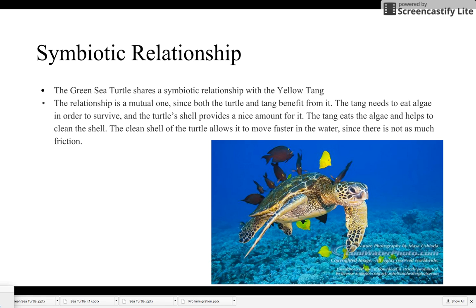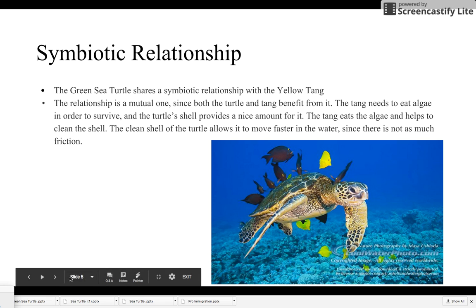The tang needs to eat algae in order to survive, and the turtle's shell provides a good amount of algae for it. So the tang will eat the algae, which will give it food, and in turn, it'll clean the shell of the sea turtle, which will allow it to move faster in water since there is not as much friction. And the reason why this benefits the turtle is because if it can move faster in water, it can easily escape predators, meaning that it won't be killed as much.